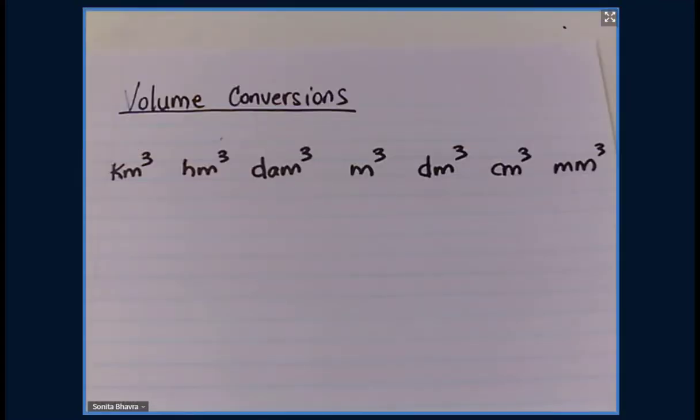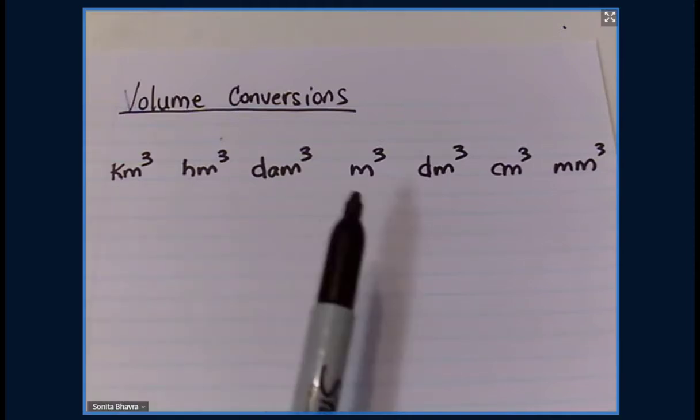All right, so when we are doing volume conversions, we are converting our units of volume to a different unit. This time for volume, you're going to either multiply or divide by 1,000 for each step, right or left, or we're going to move the decimal 3 places right or left for each step on this chart.